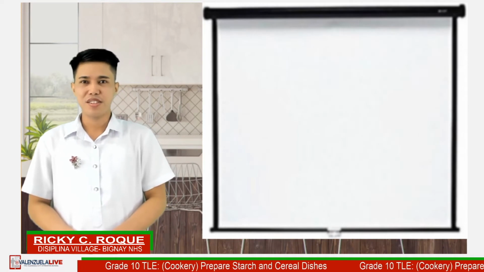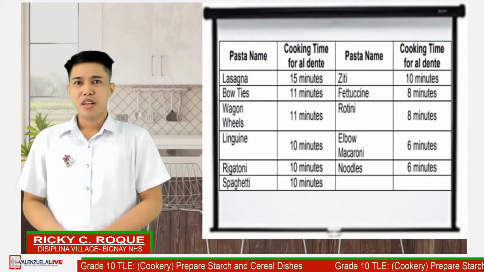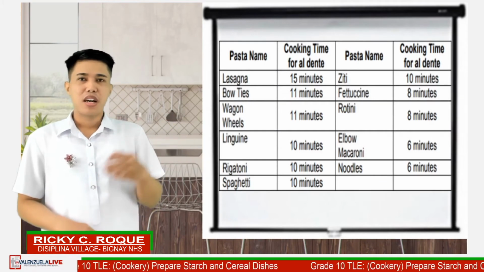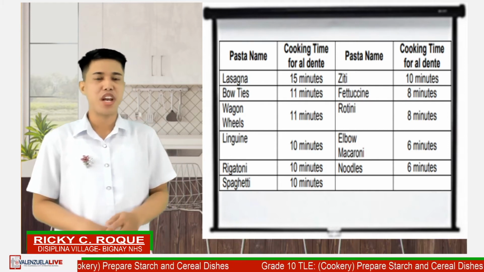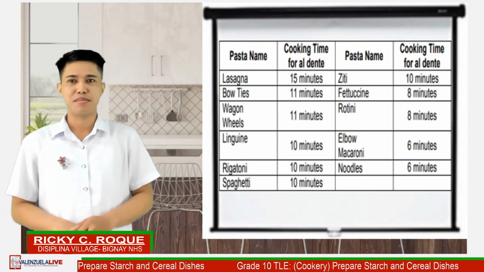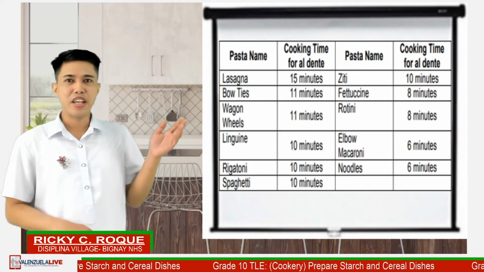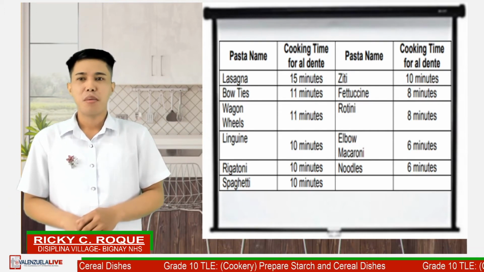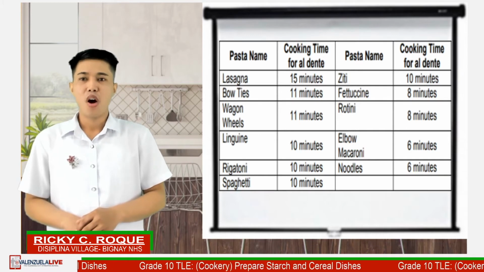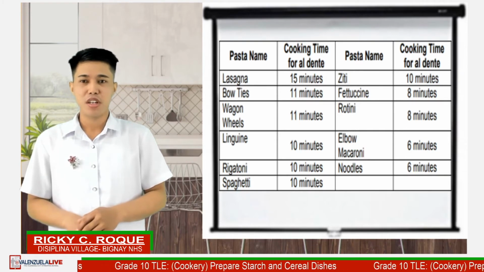And the next is the cooking time for pasta dish. So here are the various shapes and their cooking time. We have the lasagna, 15 minutes cooking time. Bow ties, 11 minutes. Wagon wheels, 11 minutes.